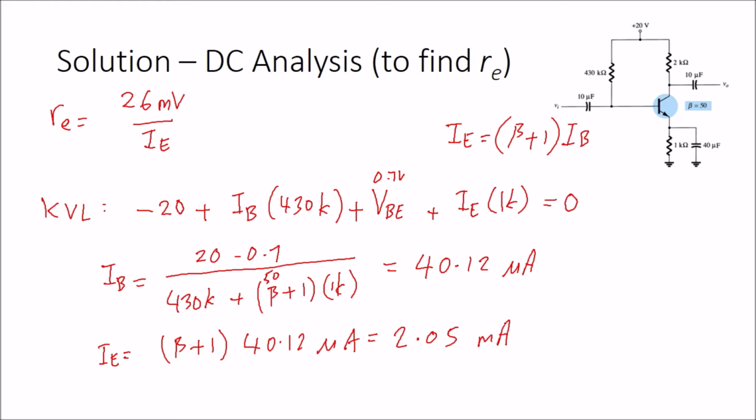milliampere. Make sure you use 2 decimal places in all your calculations, for example this one, 2 decimal places. Then to find the RE, just substitute the value of IE here. This value is going to be 5.68 ohms. It's quite small. The range of the RE is between 5 until 50 or 100 ohm.